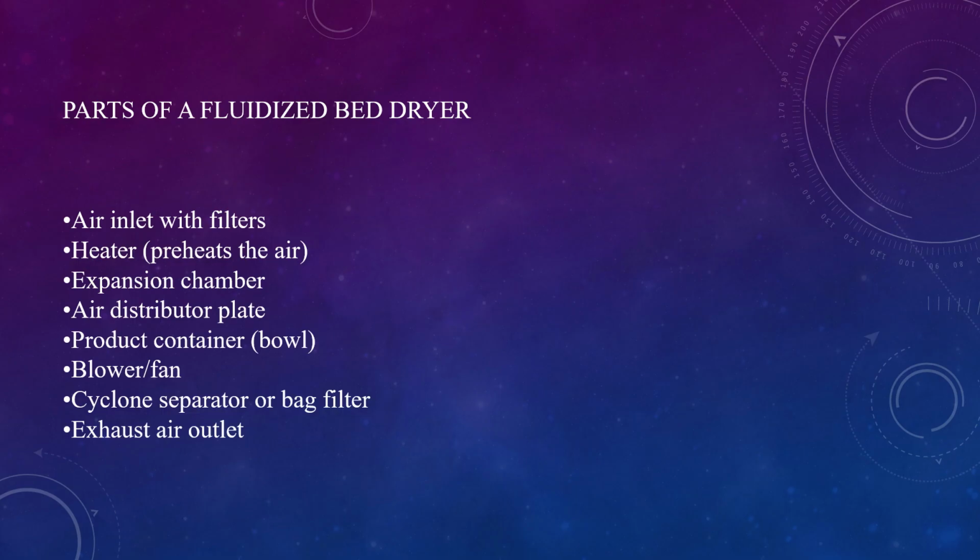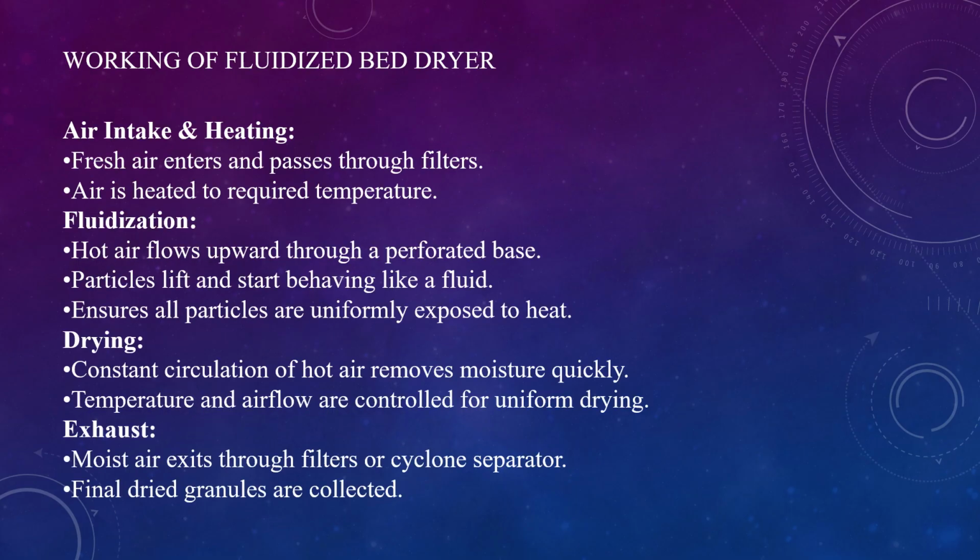Now let us understand the step-by-step process of FBD. First, fresh air enters the system and passes through a filter and a heater. The heated air then flows upward through the perforated base of the product container. As the hot air passes through the material, the particles get lifted and become fluidized. This constant movement allows rapid and uniform drying. Finally, the moist air is removed through the exhaust system and the dried product is collected.